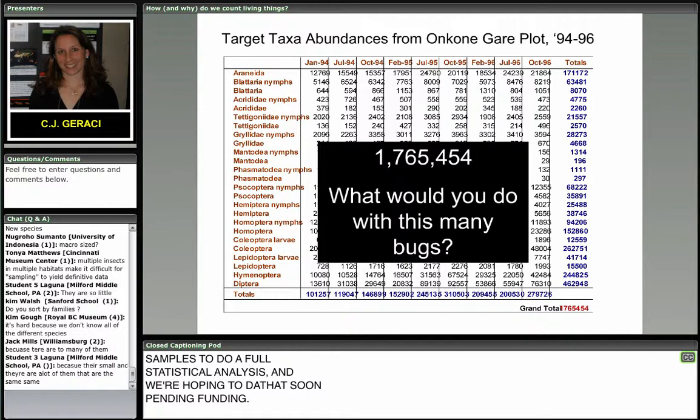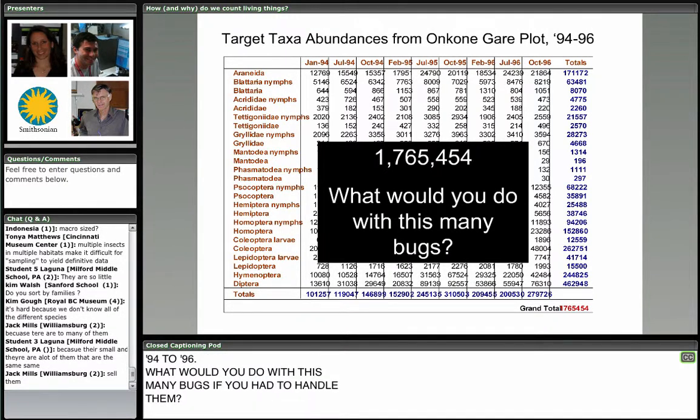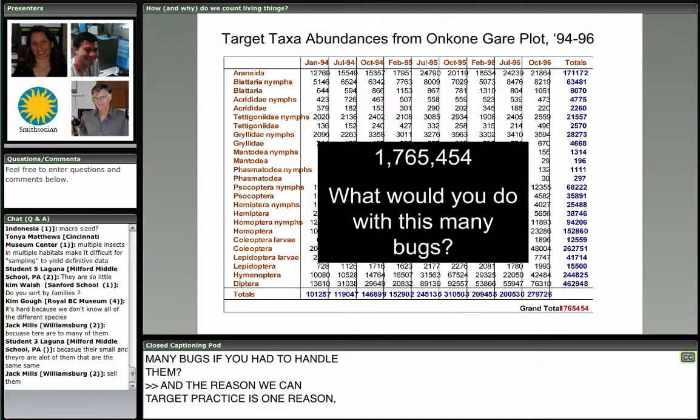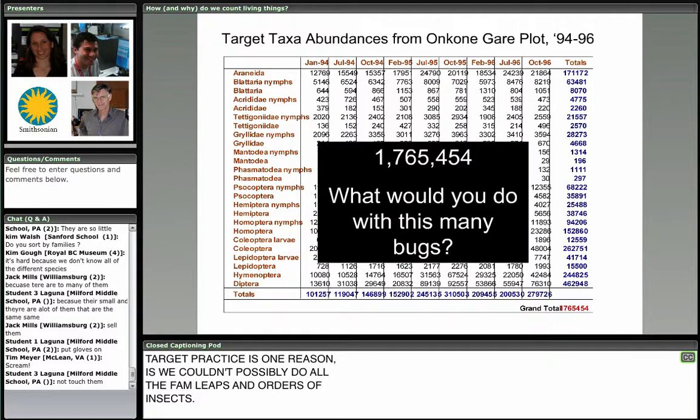What we got out of that was 1,765,454 individual insects from our target orders, which are on the left-hand column. And these are only from the samples that were taken from 94 to 96. So our next question: what would you do with this many bugs if you had to handle them yourself? And while you're thinking of that question, the reason we did target taxa, there are various reasons, but one thing is we couldn't possibly do all the families and orders of insects. And so what we did was take a random sample of 88 collections, and we counted everything.